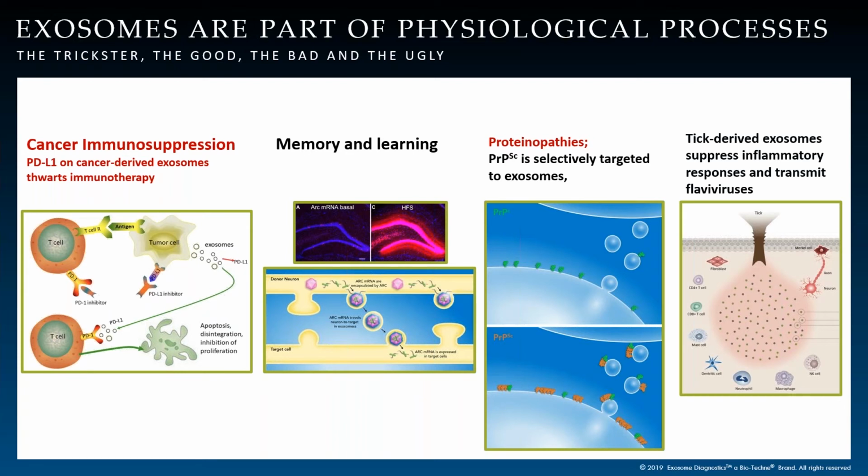Another one is that ticks use exosomes as a way to blunt the immune response. When a tick bites, it releases exosomes that are immunosuppressive, which is good for the tick. But it also helps transmit flaviviruses. These flaviviruses that cause tick-borne diseases can be transported inside these exosomes and infect the host cell.